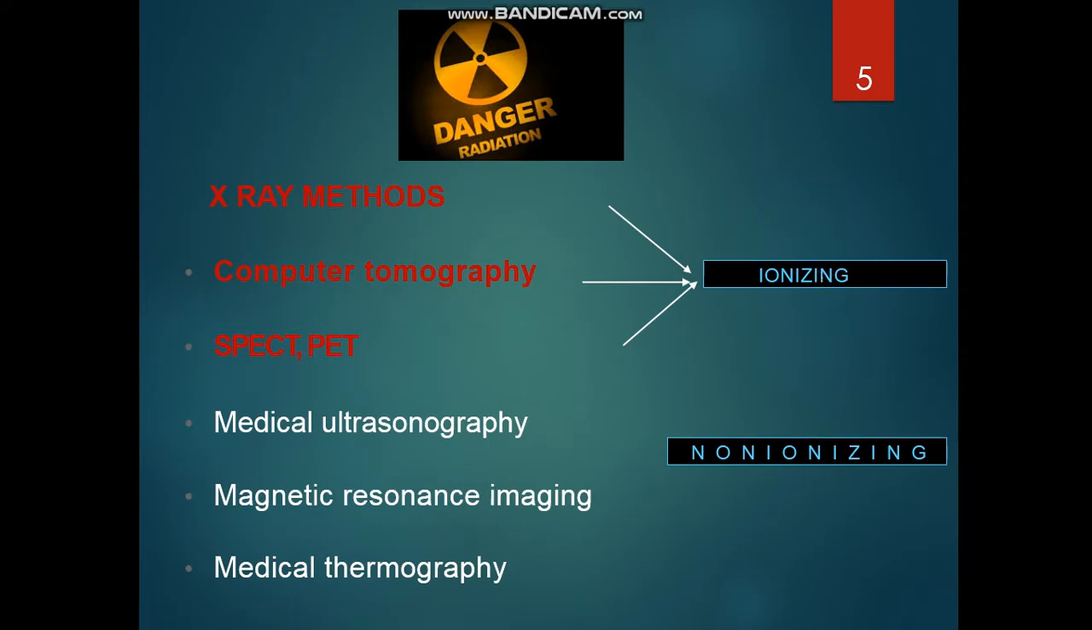There are many types of medical imaging modalities, and they are different from each other. Computer tomography, fluoroscopy, radiography, and nuclear medicine images. In these methods, we use ionizing radiation, as you can see here.